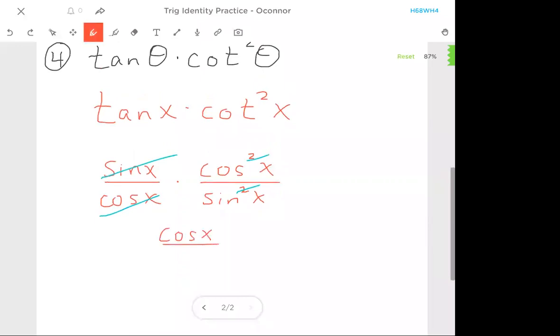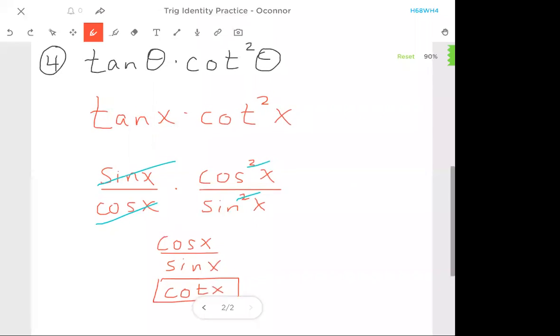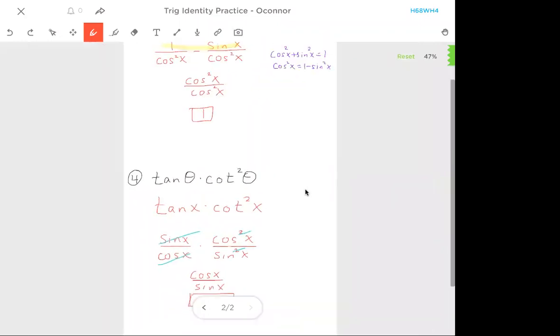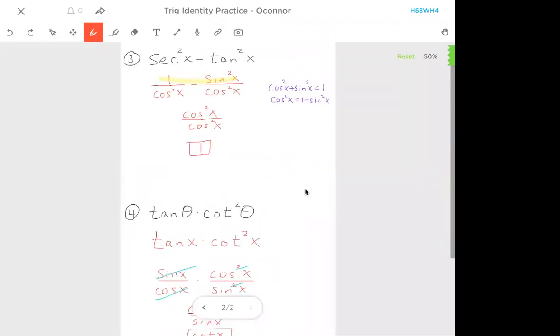which leaves me with cosine x over sine x, and cosine over sine is the cotangent. And so our answer is cotangent of x. All right, we doing okay here? Any questions on that second slide?